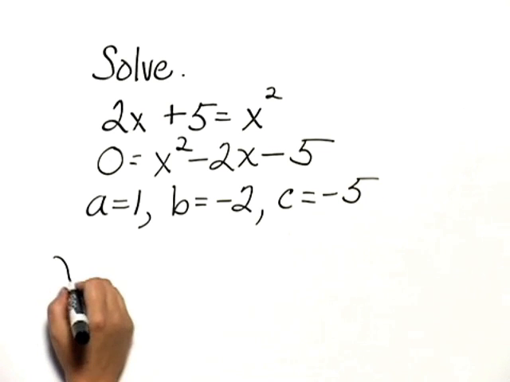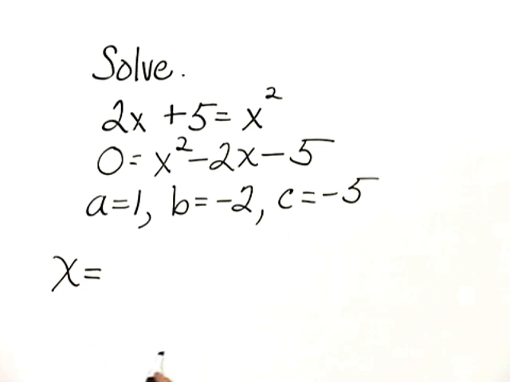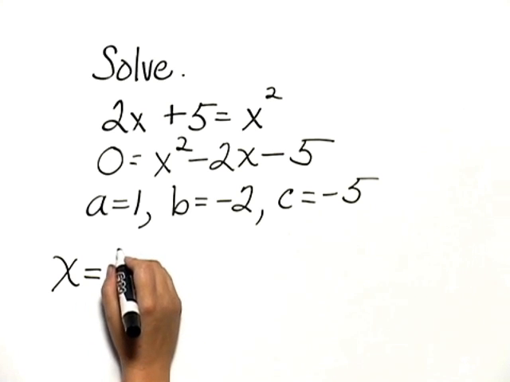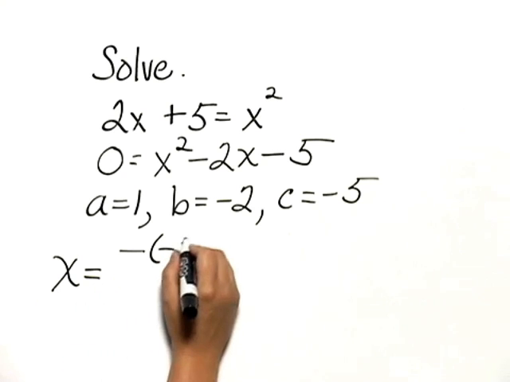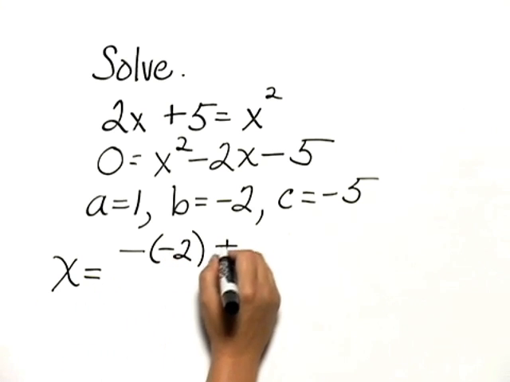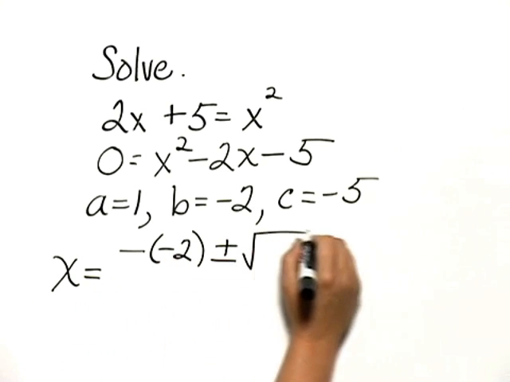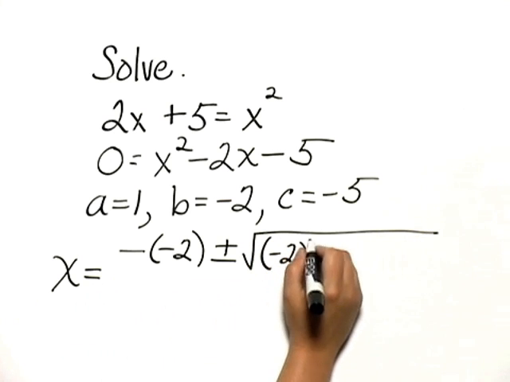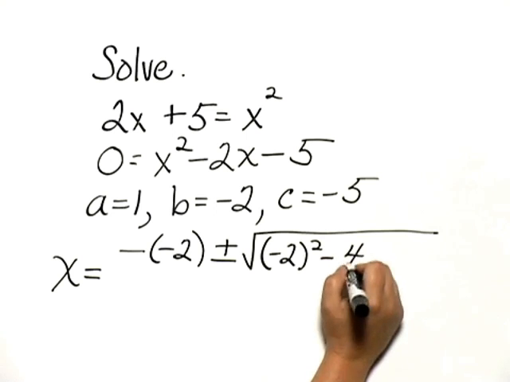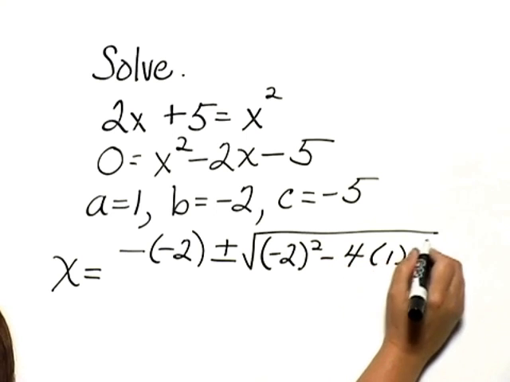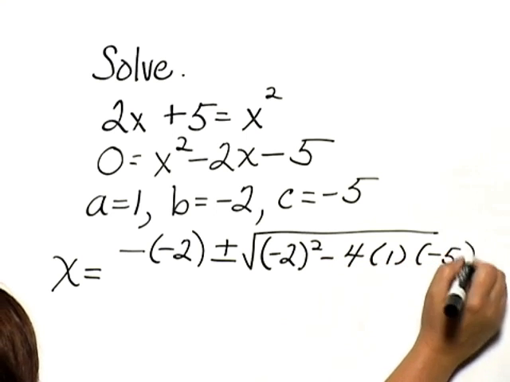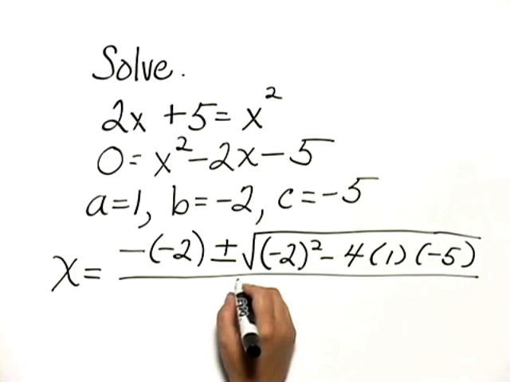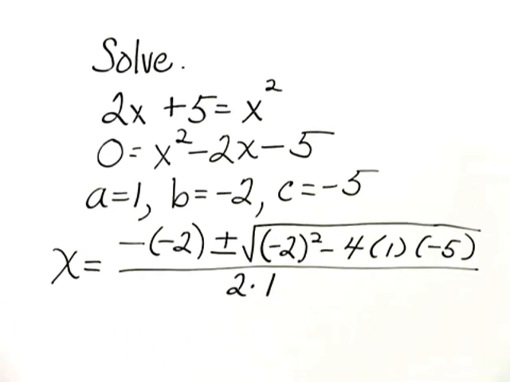When we substitute into the quadratic formula, we can either write the formula out or say it carefully. The opposite of b, that's the opposite of negative 2, plus or minus the square root of b squared, that would be negative 2 squared, minus 4 times a times c, all over 2 times a.